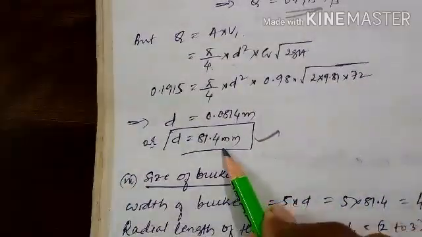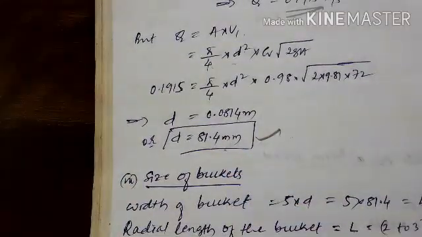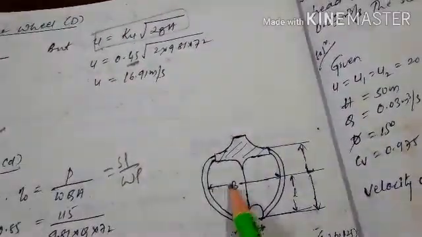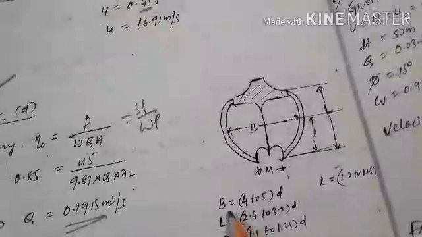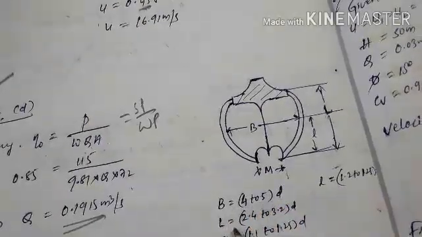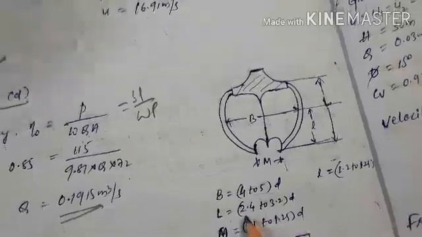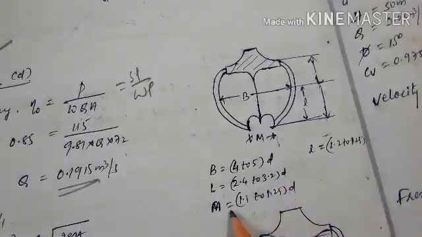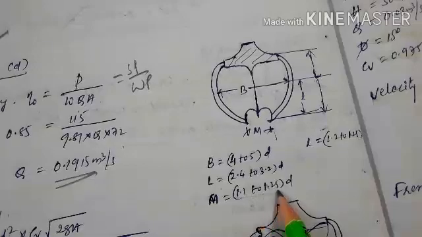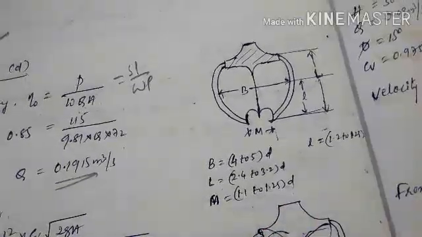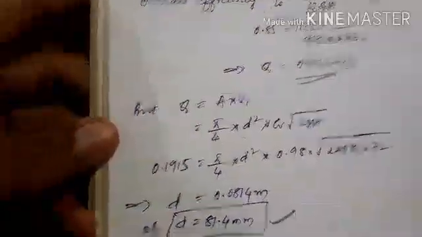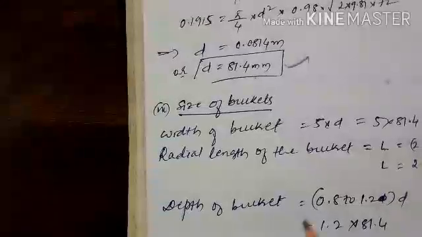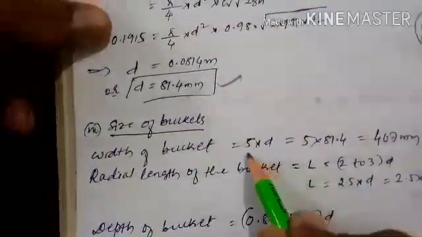Then once we get the diameter of the jet, the size of the buckets can be easily calculated. Size of the bucket means, as I said, this is the bucket. We need to calculate the width of the bucket, then the groove length or radial length. The width of the bucket will be 4 to 5 times of d, the radial length will be 2.4 to 3.2 times of d, and the groove length will be 1.1 to 1.25 times of d. The depth of the bucket can also be calculated, that is 1.2 times of d. Then calculate the size of the bucket, which will generally be taken as 5 times of d.